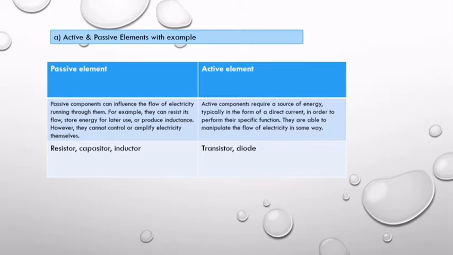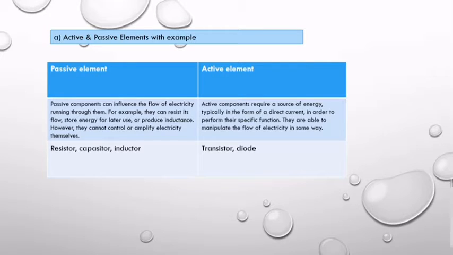A passive element is an element which influences the flow of electricity running through it. So passive normally resists the flow of energy. It usually cannot control and amplify electricity by itself. For example, passive elements consist of resistor, capacitor and inductor.